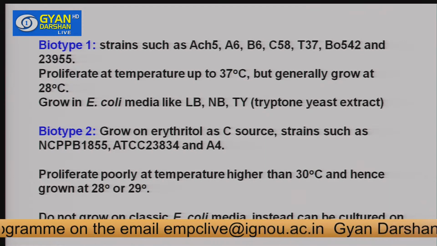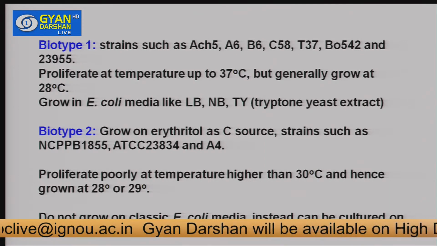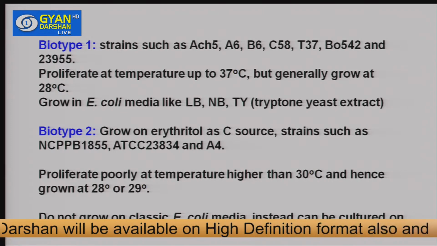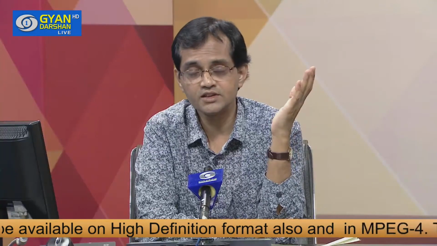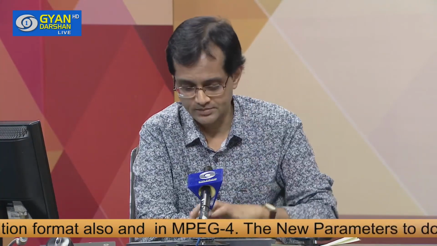And they do not grow on classic E. coli media. Instead, they can be cultured on tryptone yeast extract plus calcium. So they need certain supplemented media and not the normal media which you use in case of E. coli. So these are the two strains, and you can use either of the two, biotype 1 or biotype 2, in case of plant transformation.